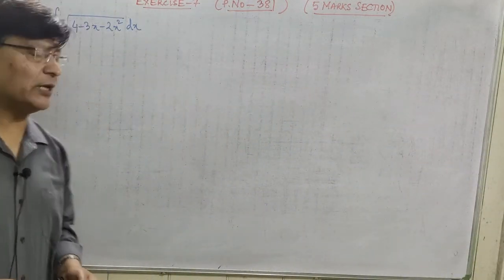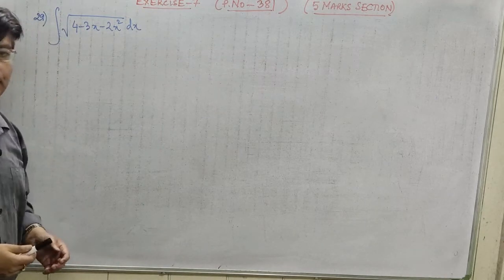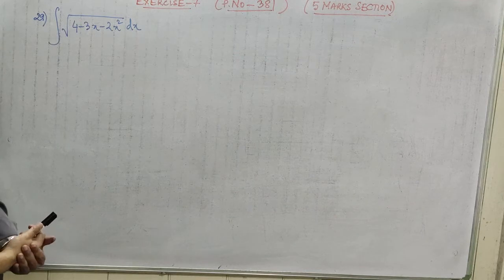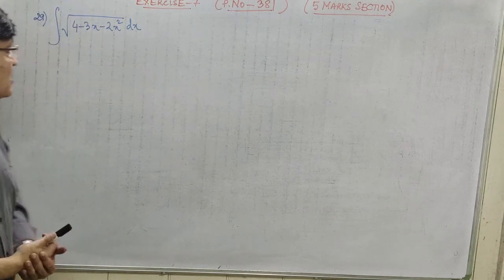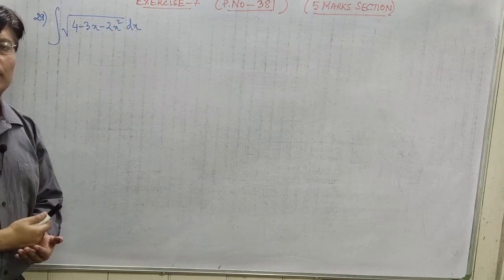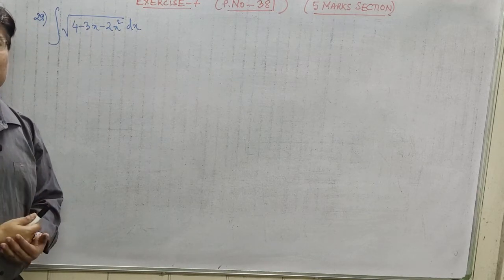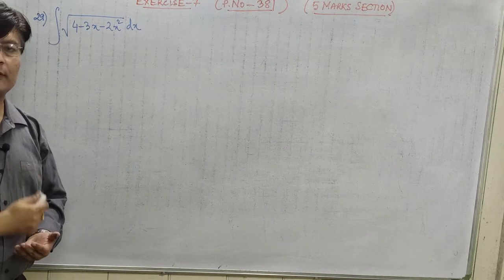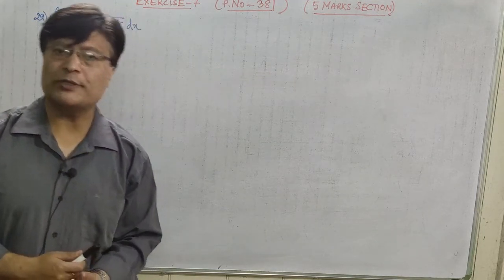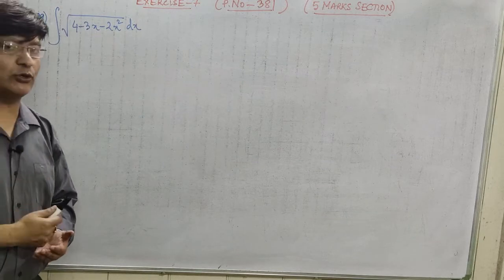So now we'll do the next question, that is question number 29. You have to evaluate this integration, that is the integration of square root of 4 minus 3x minus 2x square dx. So you should convert it into standard integral form. Here the coefficient of x square is minus 2. Always you have to make the coefficient of x square positive 1. I already told you about that one.